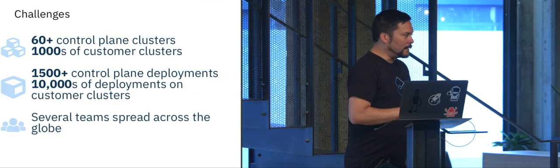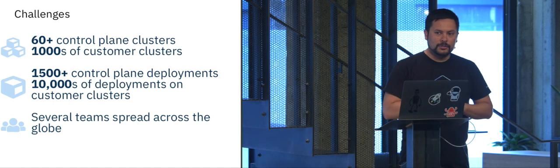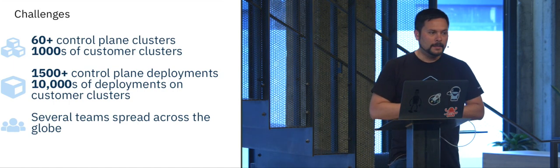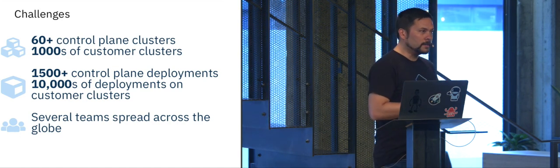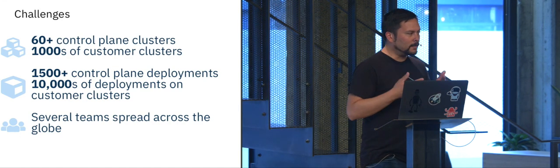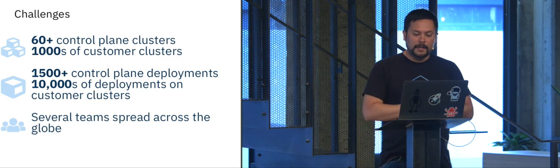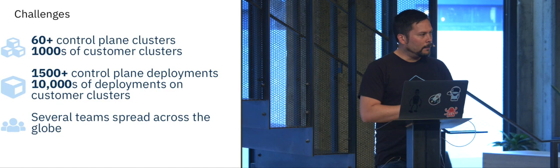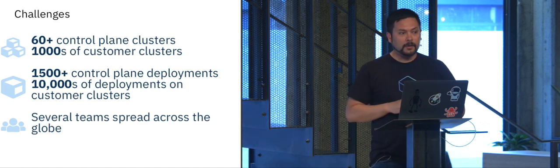So some of the challenges that we have. We have 60 or so plus clusters just to manage the control plane. Each one of these clusters has the Kubernetes master and a set of workers, networking, storage, all kind of stuff around that. So how do we keep those clusters themselves up to date and managed properly? And also, how do we manage the 1,500 deployments of our software across those 60 clusters?